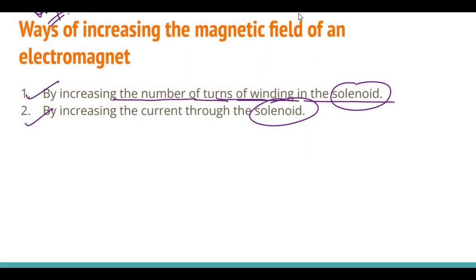Increase the number of turns of winding. Number two, increasing the current through the solenoid. You can increase the magnetic field in these two ways. Very simple.